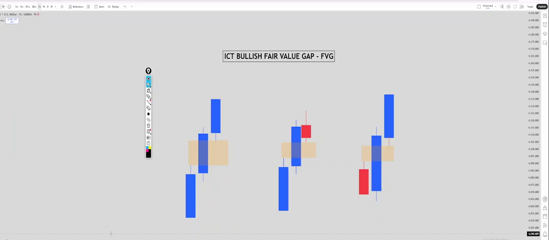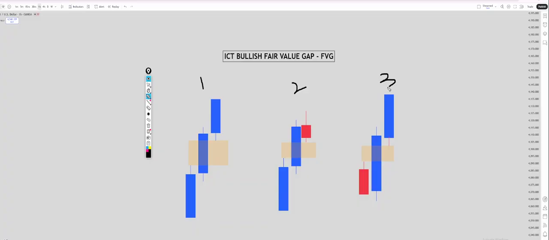In this video, we will be studying the ICT Fair Value Gap. Fair Value Gaps have two types depending upon the price delivery: a bullish Fair Value Gap and a bearish Fair Value Gap. In front of you, this is basically a bullish Fair Value Gap, in which you can see we have one, two, and three examples.